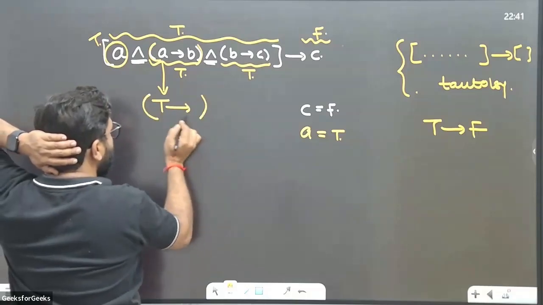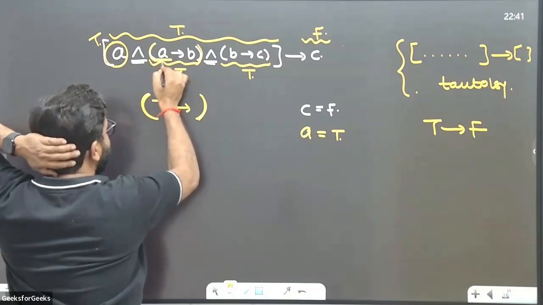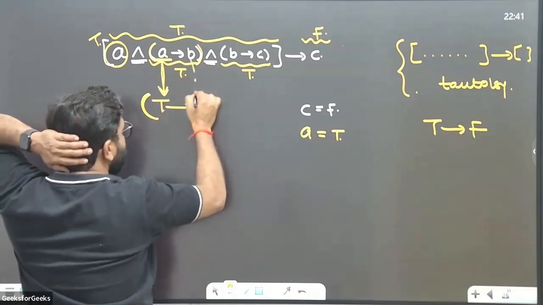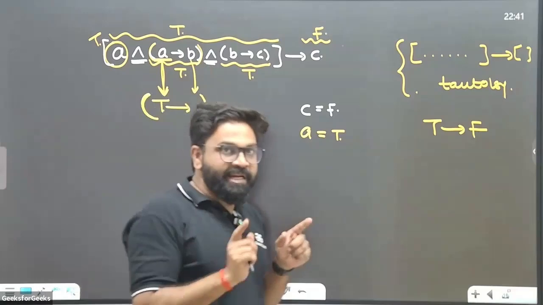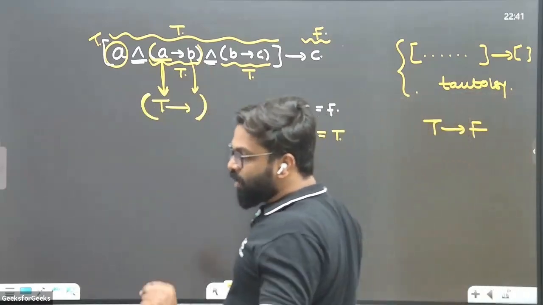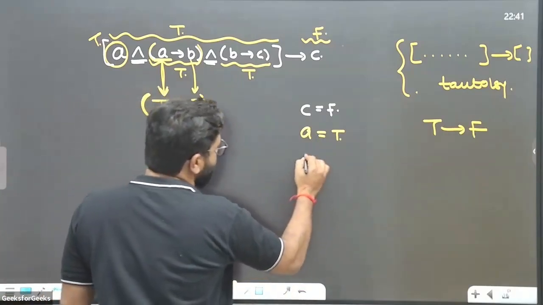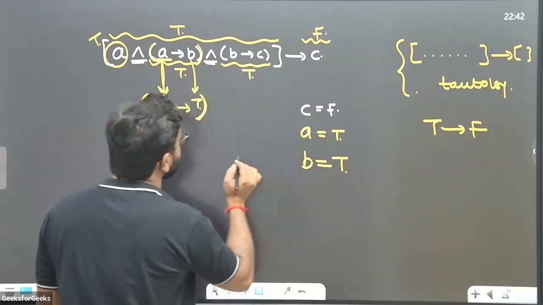Now this whole bracket is demanding true, and I got the value of A as true. Then what should be the value of B? The whole bracket is demanding true. I got the value of A as true, so what should be the value of B? The value of B has to be true. So again, I got the value of B as true.